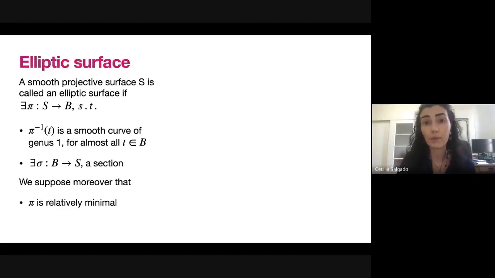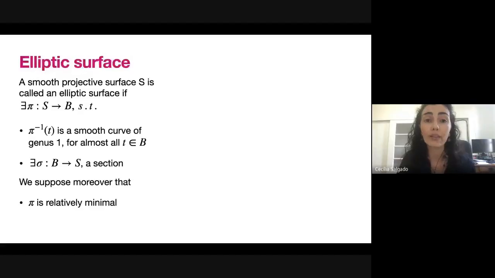This doesn't mean that the surface is minimal. The surface can have -1 curves inside of it. It's not minimal necessarily, but I cannot have them contained in the fibers of pi. So that's what I mean by being minimal. Pi is minimal, not the surface S. I don't suppose that the surface is minimal.